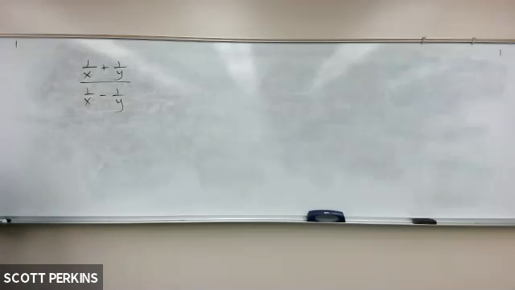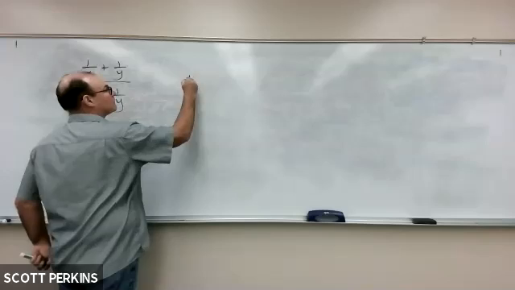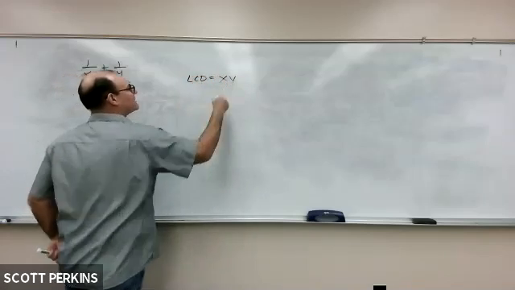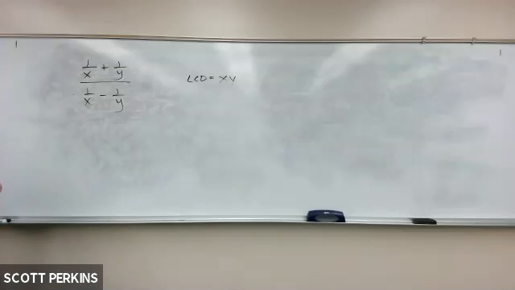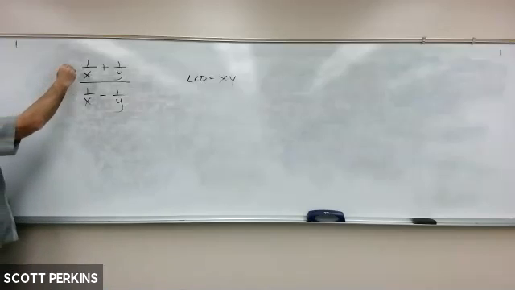What's the common denominator here that we're going to work with? Perfect, x and y, great. Multiply all four things now by x and y to get rid of these little fractions.